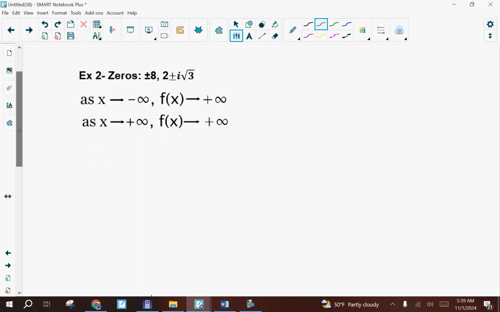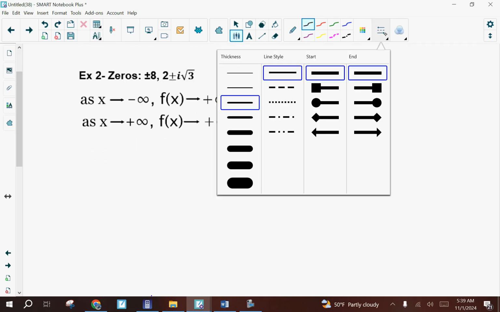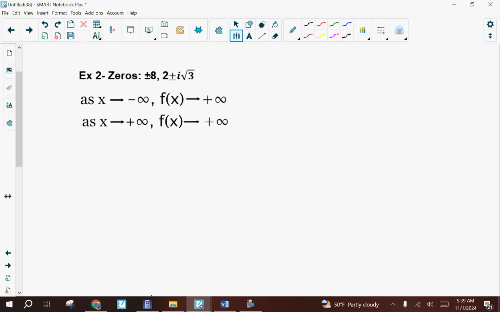Okay, now let's do example 2. We'll just keep working backwards. Okay, this one's good because it's got the plus or minus. So let's see what we got here. x minus 8, x plus 8. Then we have the bigger parentheses, complex solution here. So we're going to have x minus 2 minus i square root 3, and then x minus 2 plus i square root 3.